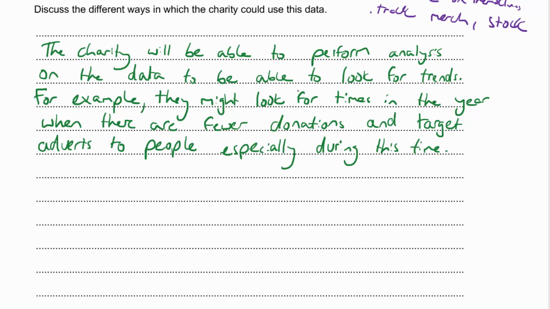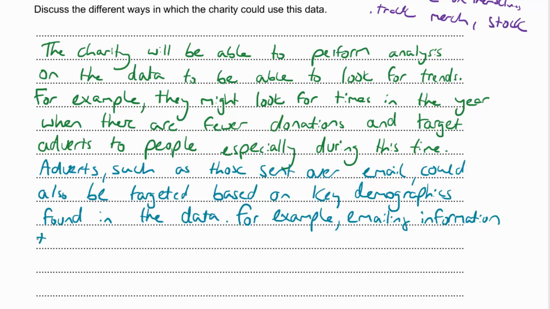And on a similar theme of this sort of targeted advertisement, which is really how most companies do things, they can also use the data and maybe change their advertising strategies based on demographics, based on age, gender maybe even. So I've said they can use this information to target based on key demographics. For example, emailing information to younger donors.